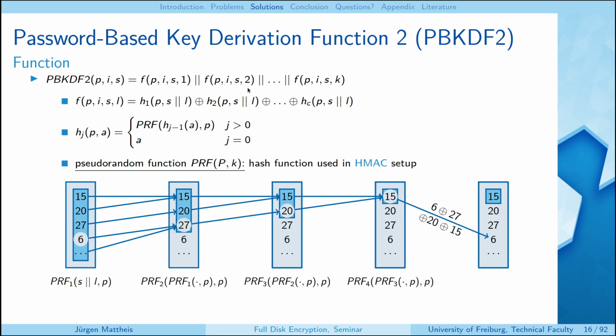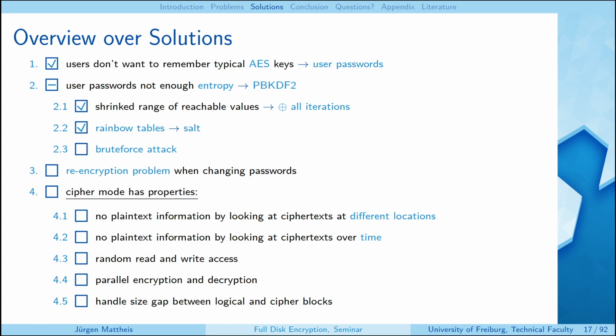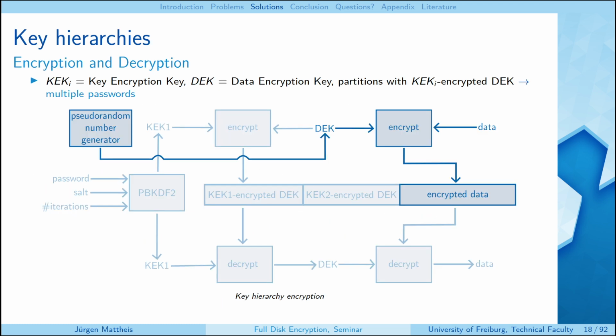And because of the avalanche effect, a small input change results in a big output change. And this password key derivation function basically satisfies the properties. We can then set all check marks here, besides the brute force attack, where we still have to evaluate whether it actually secures us from brute force attacks. Then we come to key hierarchies, and key hierarchies solve the encryption problem we have previously talked about.